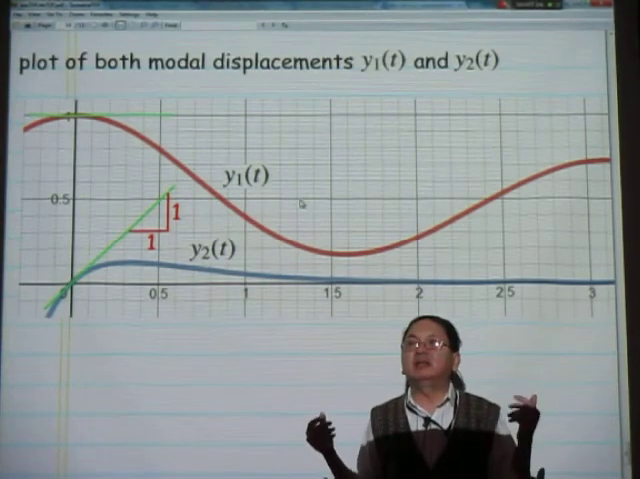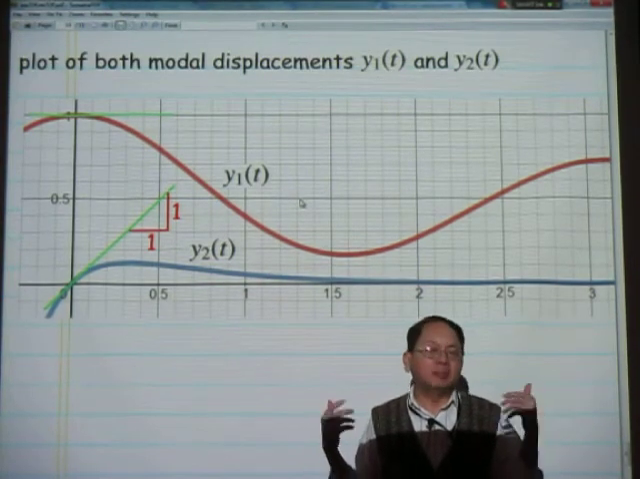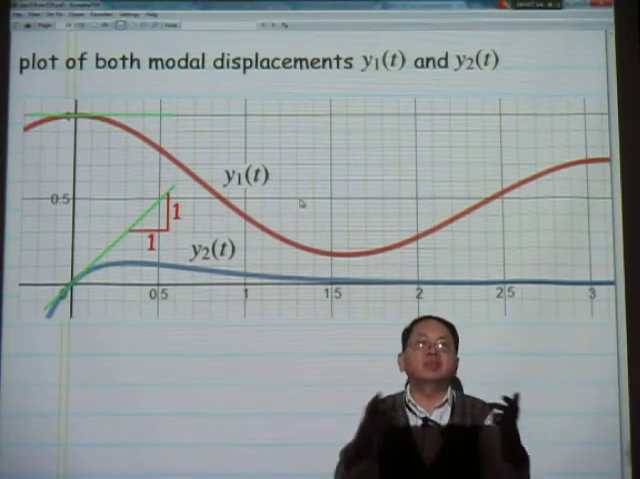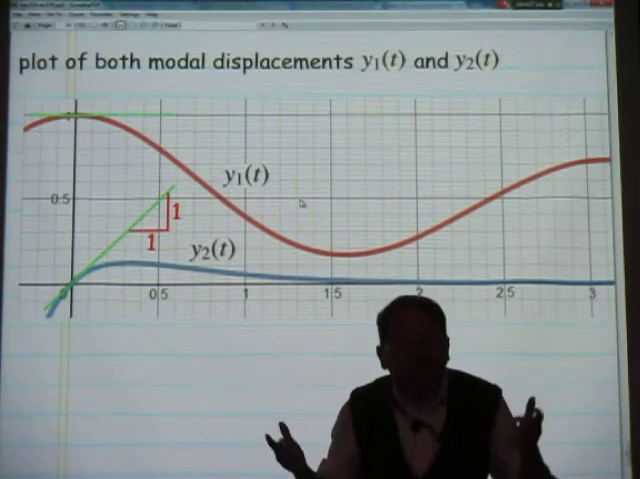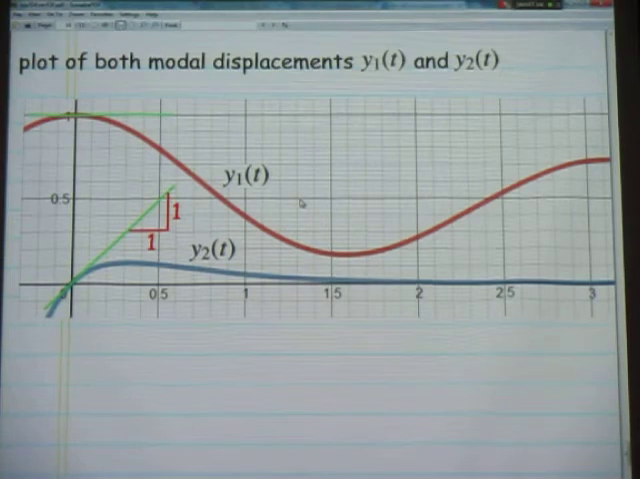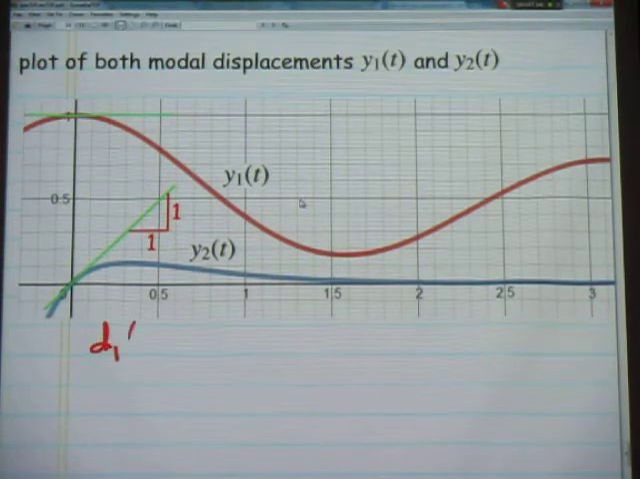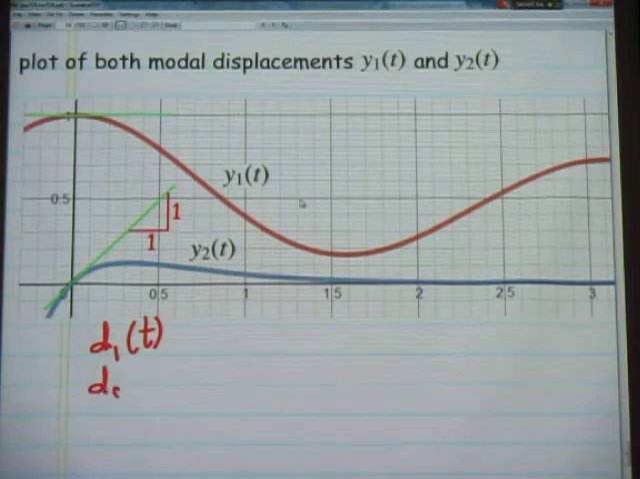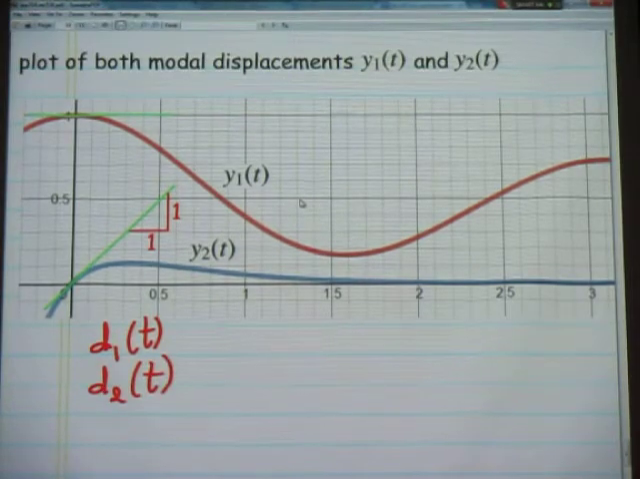How did we write the original notation? Talking about D of T? Original displacement, Kevin? D of T, right? Yes, D1 and D2. Okay. Right? So D1 and D2 are the two original displacements of the two masses.